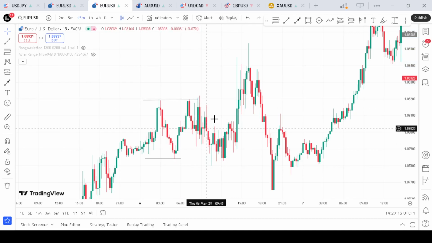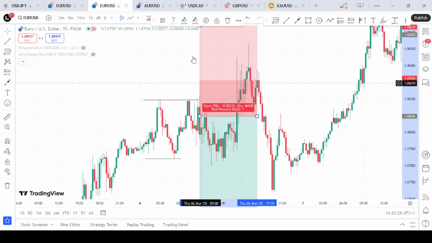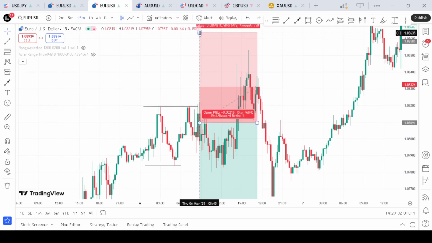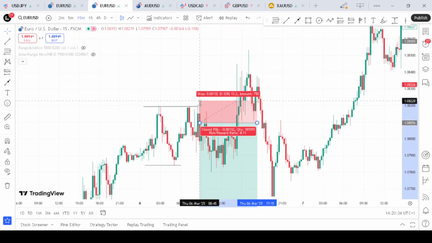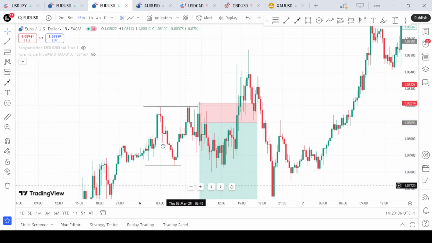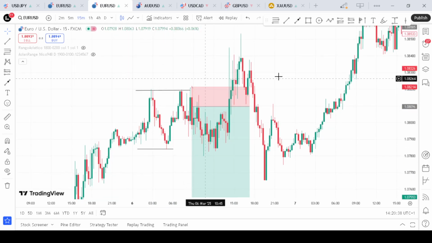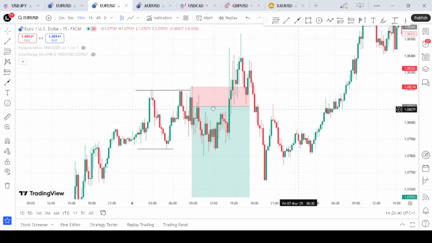But because you guys now have an idea about the sweep, you would always be expecting a sweep before the market moves in the intended direction. So when the market sweeps, you can capitalize on the trade by taking a sell trade instead of a buy trade. You take a sell trade, you put your stop loss just above, and you ride the trend to the downside.